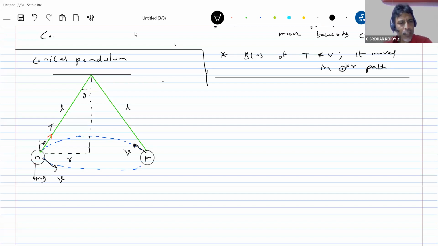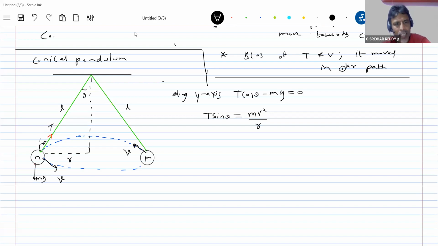So what are given things in this one? So along the y-axis, T cos theta minus mg equal to 0. Then who will provide centripetal force? T sine theta. T sine theta is equal to mv square by r.